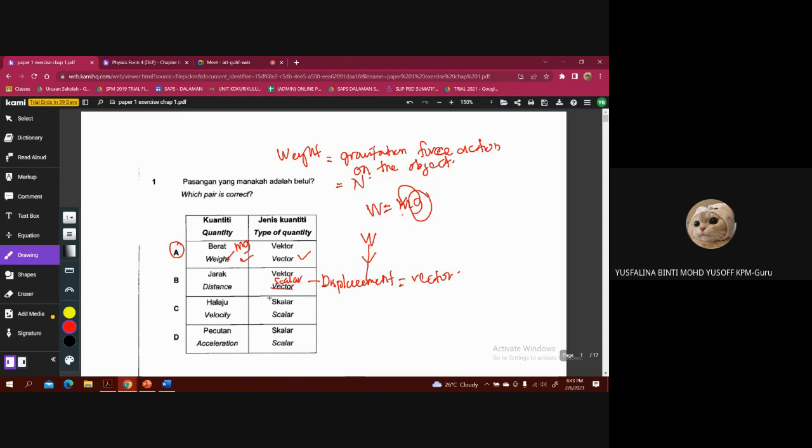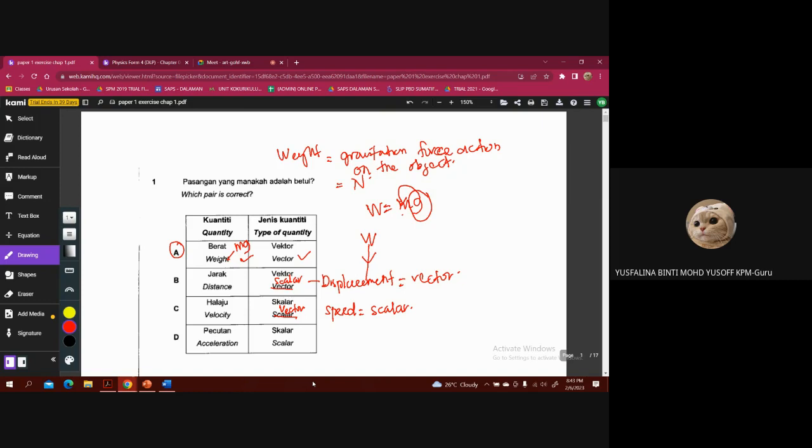Okay, then the velocity. Velocity is a vector, not a scalar. For the scalar, this is called speed. For example, the speed of a car is 50 meters per second. Is there any direction? No. Then we call it speed because there is no direction.